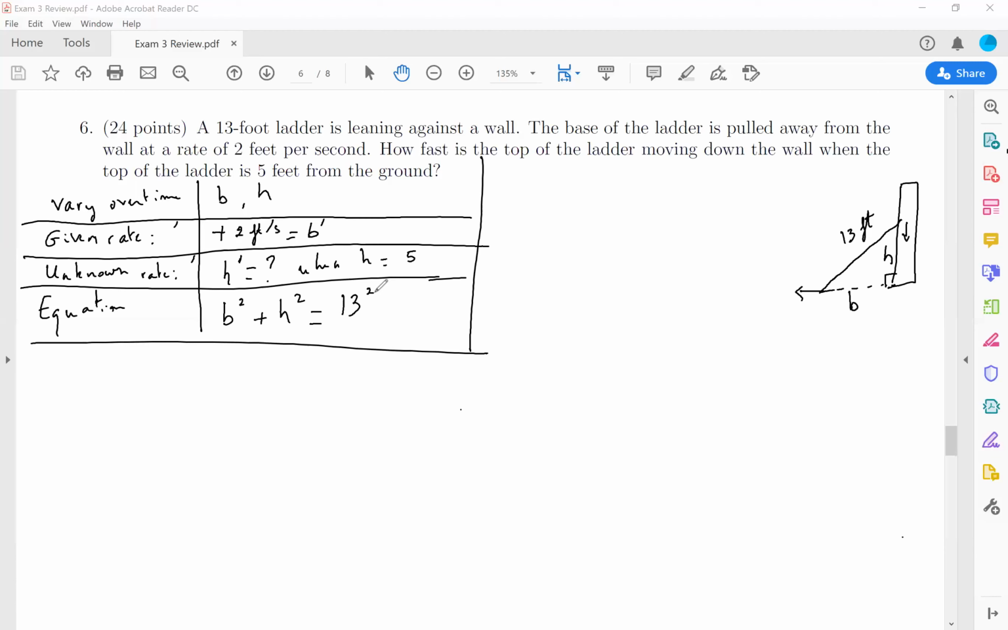We're gonna differentiate. So that's the first thing, summarize. Then we're gonna differentiate the equation we have with respect to t. So I'm gonna take the derivative with respect to t of b squared plus h squared equals 13 squared, which is 169. So the derivative of 169.